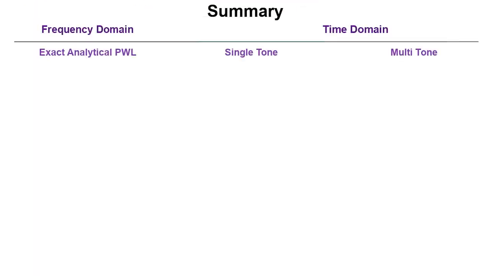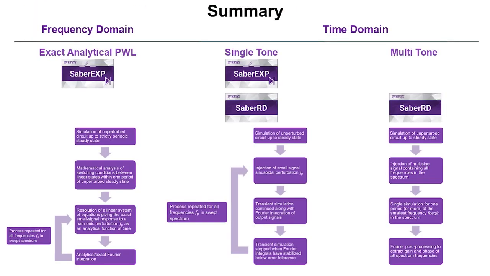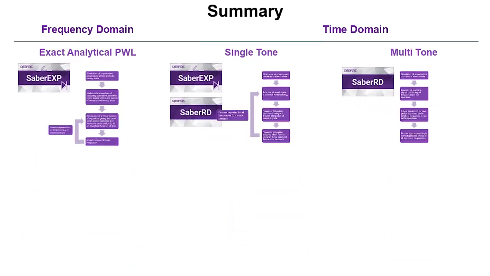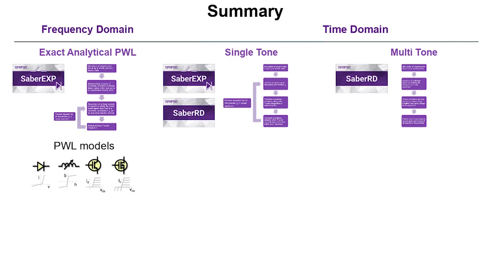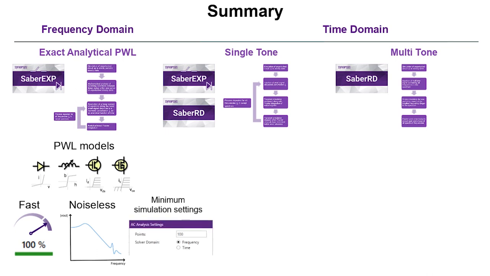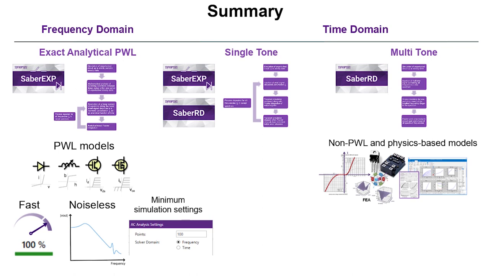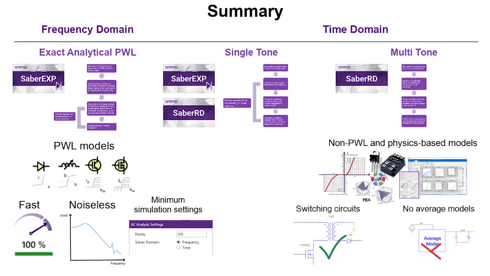To conclude, the three different methods of AC analysis available in Saber have been discussed and compared here with their respective advantages and limitations. If PWL models are sufficient, the analytical method of Saber EXP is fast and noiseless with minimum simulation settings to calibrate. Otherwise, when non-PWL and physics-based models are needed, the AC analysis of Saber RD is adequate and applicable on a switching circuit as is, without having to derive an average model.